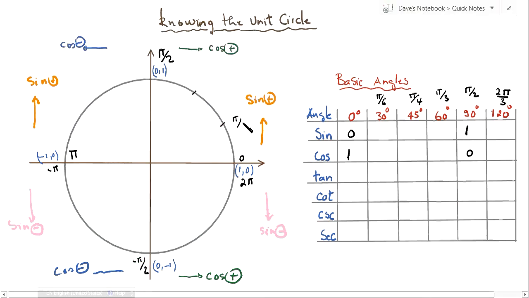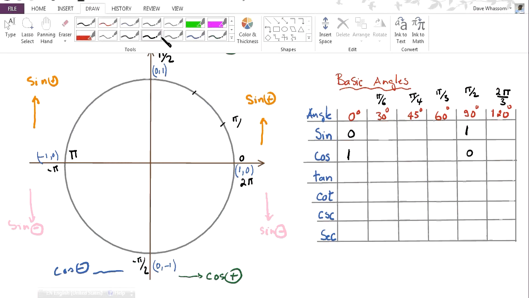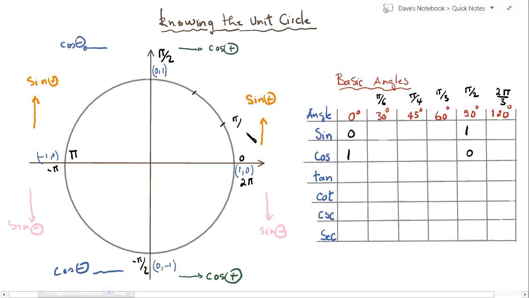Sorry, pi divided by 6. Oops, what's wrong here? Hold on. Okay, got it now. Pi divided by 6, 2 pi divided by 6, and 3 pi divided by 6. Of course, 3 pi divided by 6 equals pi divided by 2. And then you continue going here.